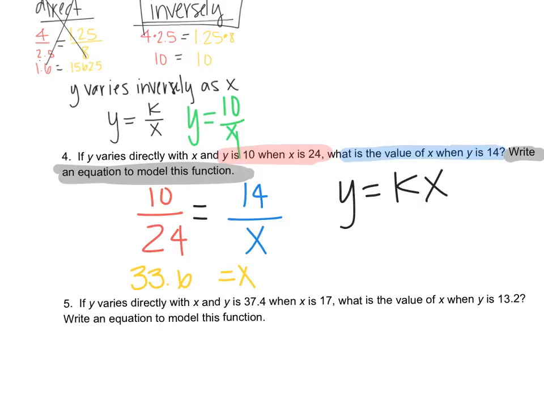Y divided by x. So I already have that set up. This is y divided by x. So what is 10 divided by 24? 0.4. Can you put it in a fraction for me? What is it, 5 over 12? Yes. Okay. So k is 5 over 12. So my equation is y equals 5 over 12x.